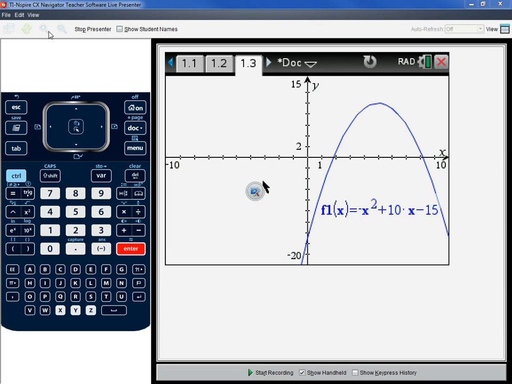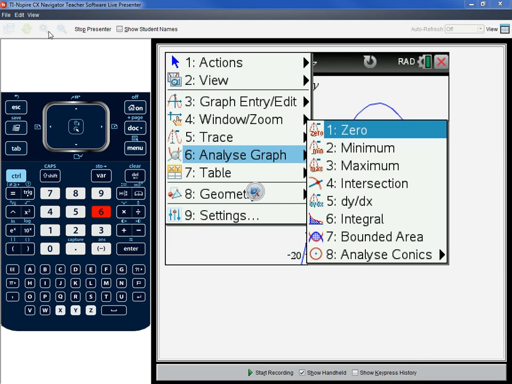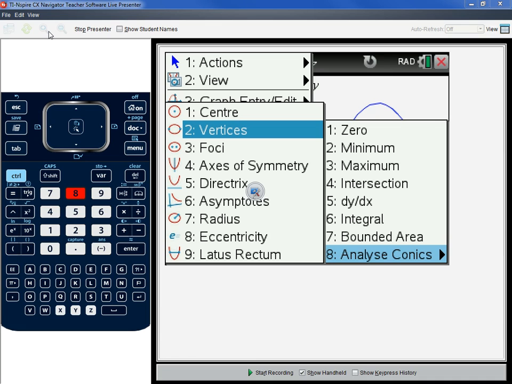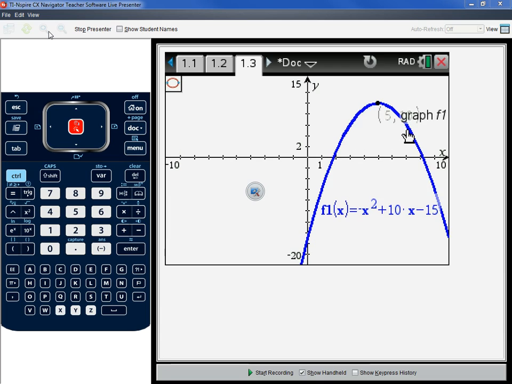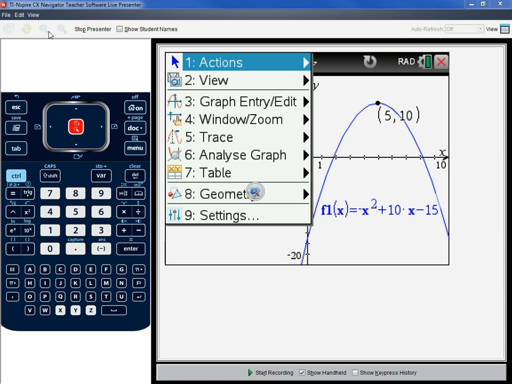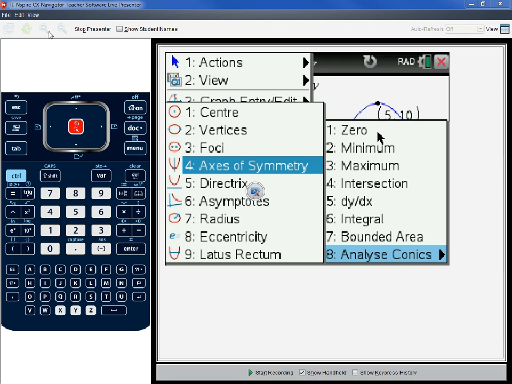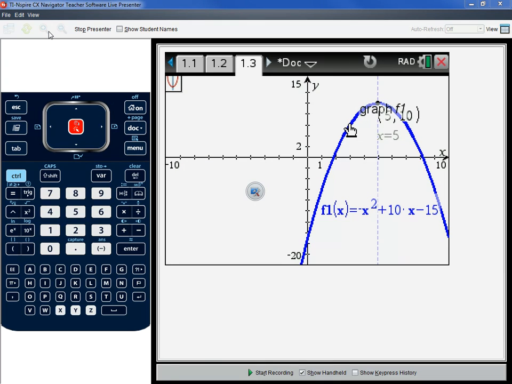All right, now I'm going to go to Menu, Analyze, Analyze Conics, which is the 8th choice, and I want to know what the vertex is, which is the singular of vertices. So I'm going to choose this one and say I want to know it for this graph. Boom, there's my vertex at 5, 10. And I need my line of symmetry, so I'm going to go to Menu, Analyze, Analyze Conics, Axis of Symmetry. I'm going to select that. Okay, there's my axis of symmetry at x equals 5.